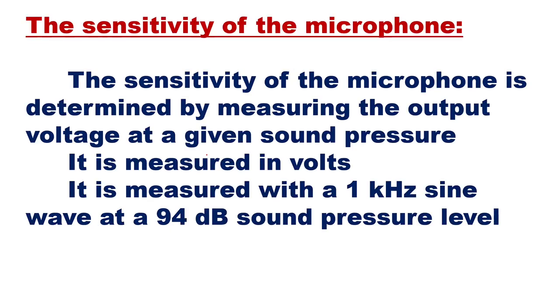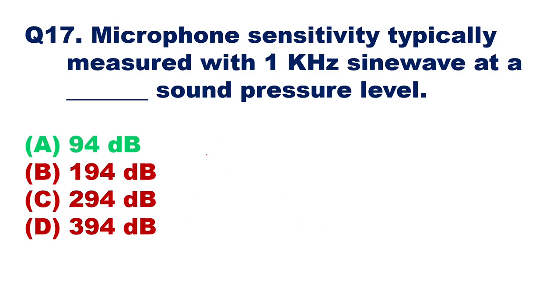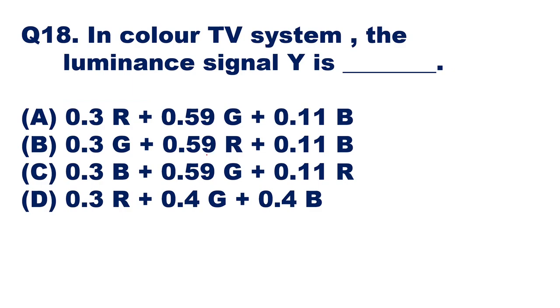So here we can see the concept, the sensitivity of the microphone. The sensitivity of the microphone is determined by measuring the output voltage at a given sound pressure. It is measured in volts. It is measured with a 1 kilohertz sine wave at a 94 decibel sound pressure level. So here option A, that is 94 decibel, is the right answer. Then we'll go to the next question.